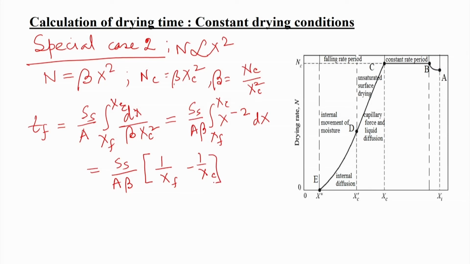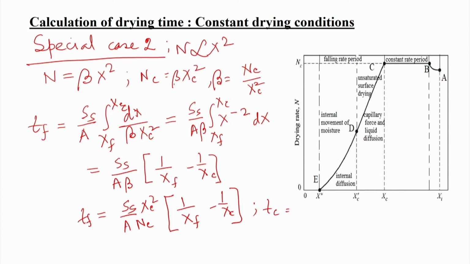So, that will be, we can say, S_s by A into beta, equal to n_c into x_c square, and then 1 by x_f minus 1 by x_c. Okay, so this is T_f. And again we know that T_c, that is S_s by A into x_i minus x_c.